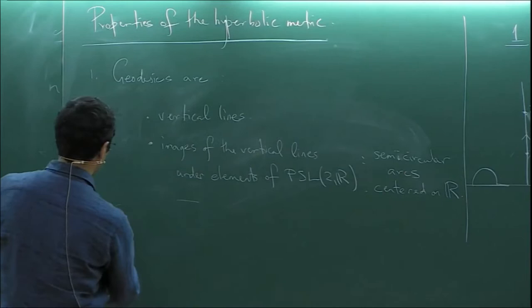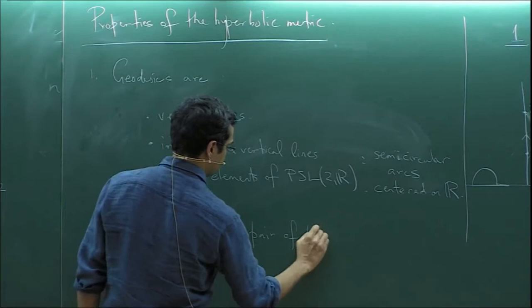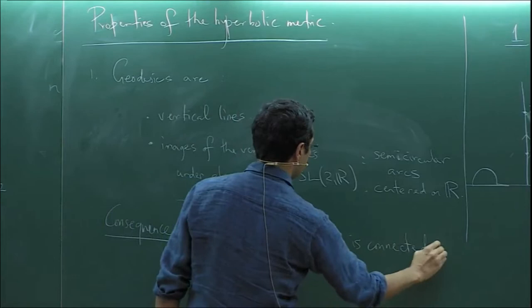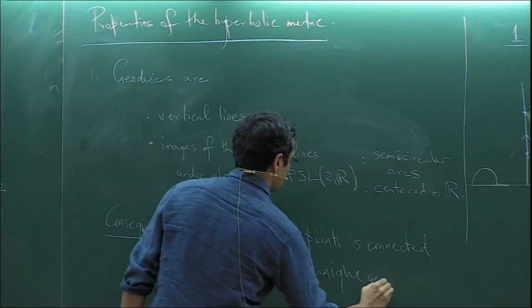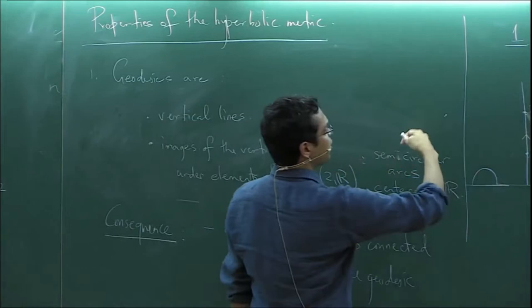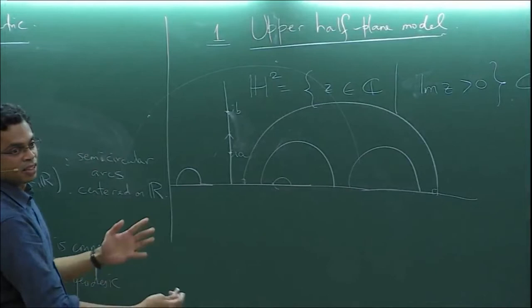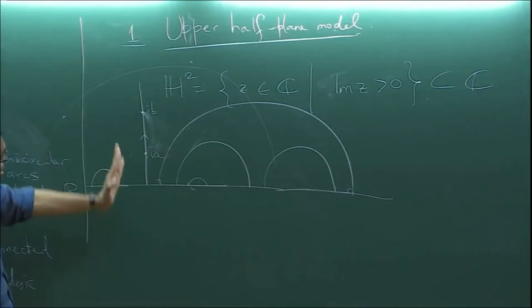As a consequence, there are a couple of immediate consequences. First of all, you see that any pair of points is connected by a geodesic, and by a unique one. This is a nice property to have. It tells you that it's a geodesic metric space and so on. So why is this true? Well, if you take a couple of points in the hyperbolic plane, it's not too hard to construct a semicircle which has center on the real axis and passes through these two points. It's an exercise in Euclidean geometry, right? Of course, they could also lie on the same vertical line, in which case you're also done. And it's also unique.